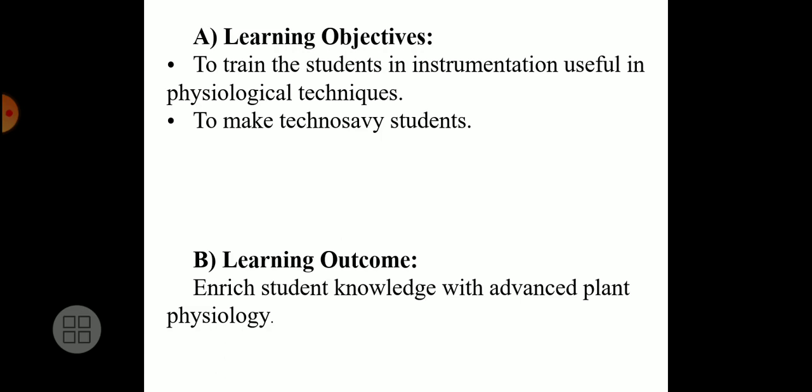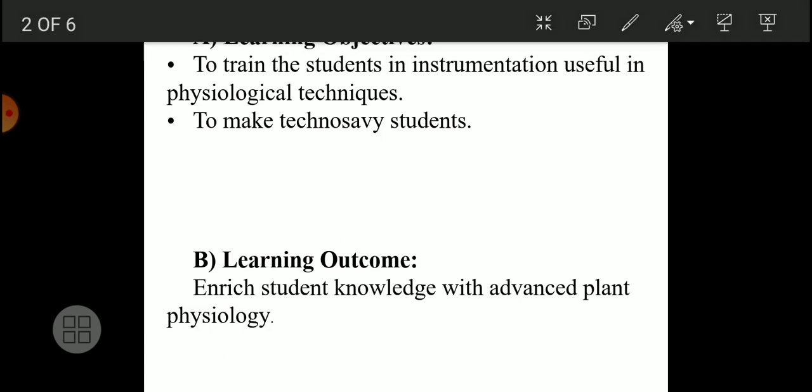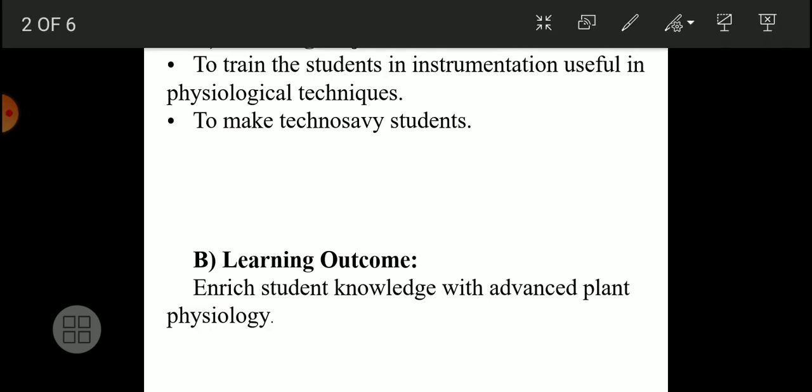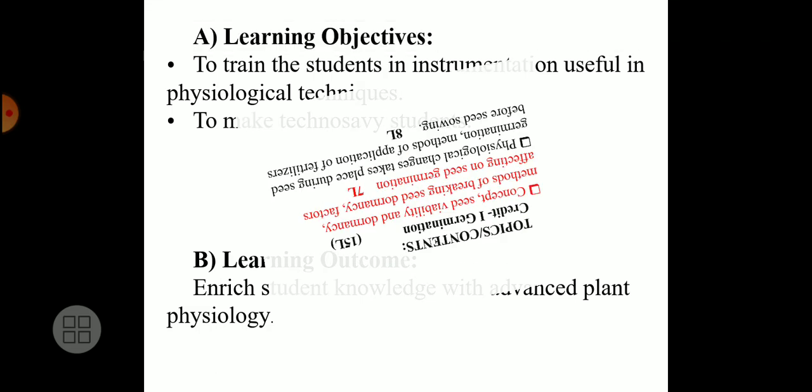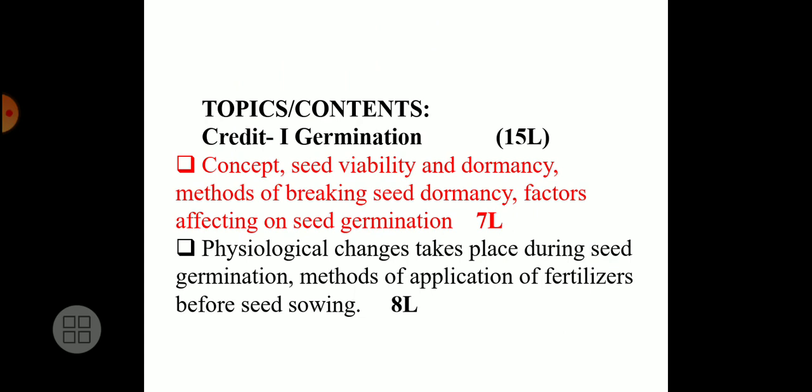The outcome of this course and paper is that it enriches the students' knowledge with advanced plant physiology. So there is a necessity right now. The students have to understand the physiological processes taking place in the plant itself. Friends, in this paper, we have to learn about the credits. The first credit has the germination topic.